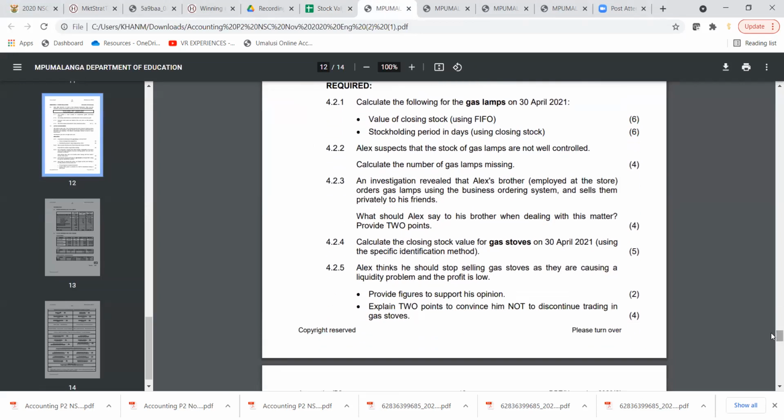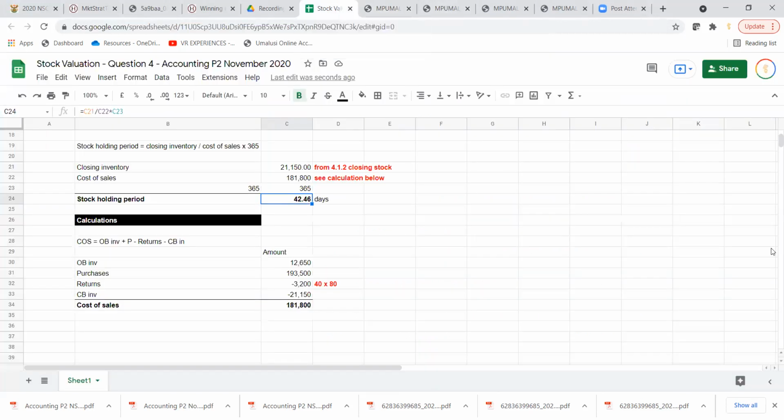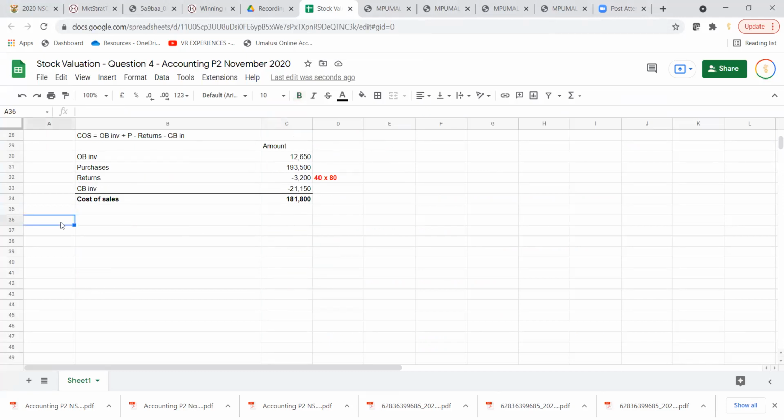4.2.2, they say Alex suspects that the stock of gas lamps are not well controlled. Calculate the number of missing gas lamps. Okay, so we're still busy with lamps, so we must calculate the missing lamps. The way we'll calculate the missing lamps is as follows.